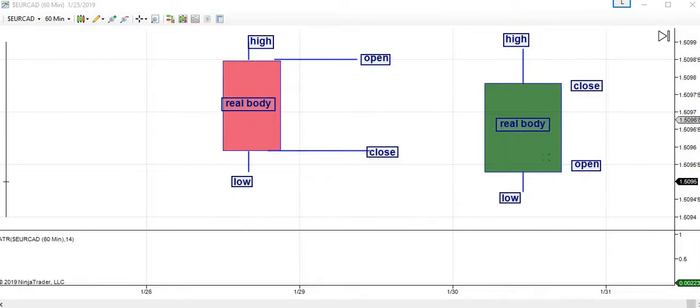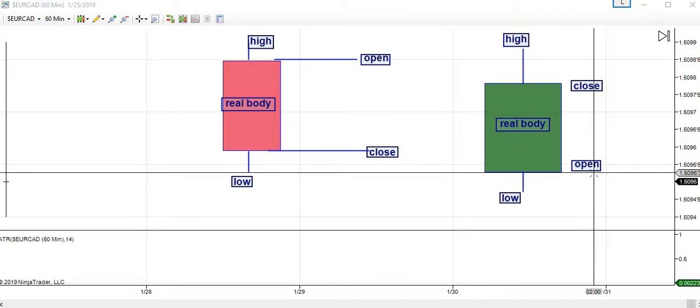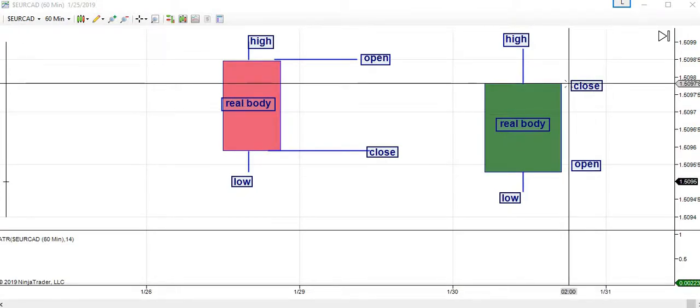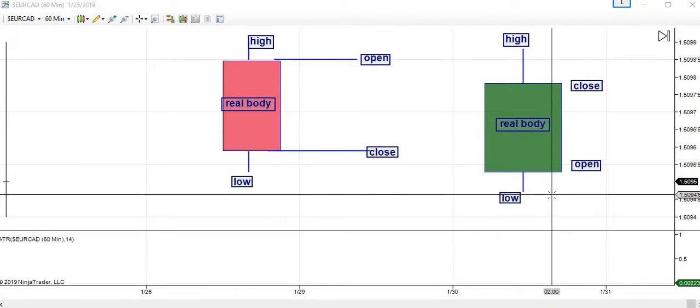So yes, now we see an example of a bullish candle. Here we have the real body, which is green this time, which is a bullish candle. The open is going to be down here, because the open was here, and the close is up here, in the high and the low.